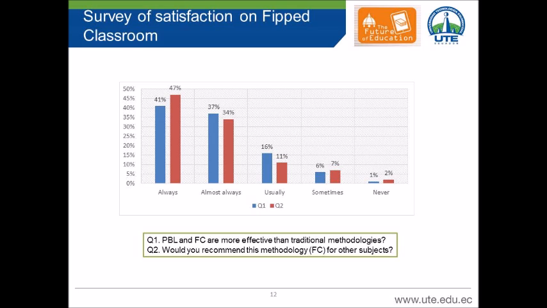The answers to these two questions have the same tendency of approval, since among the options, always and almost always, in the first question, 78% was obtained, and in the second, 81%. Only 7% for the first question, problem-based learning and flipped classroom are more effective than the traditional methodologies, and 9% for the second. Would you recommend this methodology, flipped classroom, for other subjects? They answer sometimes and never.